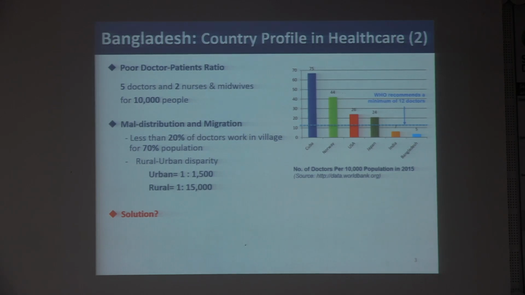So what is needed? The easy solution would be to increase the number of doctors. But this is not an easy way. It takes time. And our calculation shows that if we want to reach the 12 margin, 12 doctors for every 10,000 people, the statistics show it will take about 25 more years to reach that level.